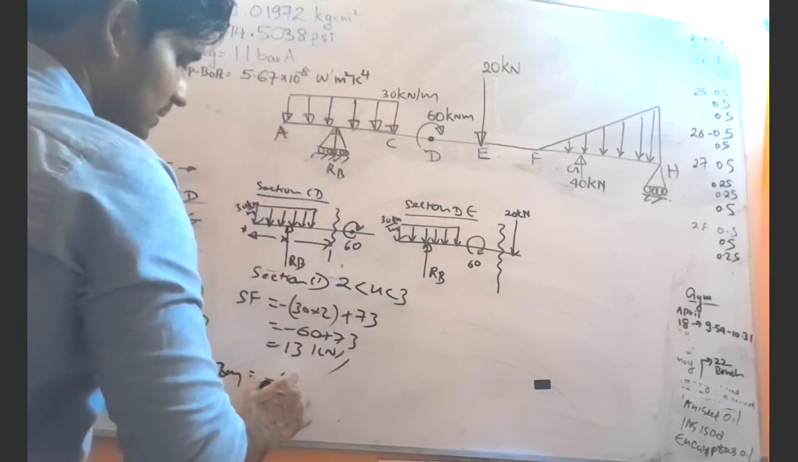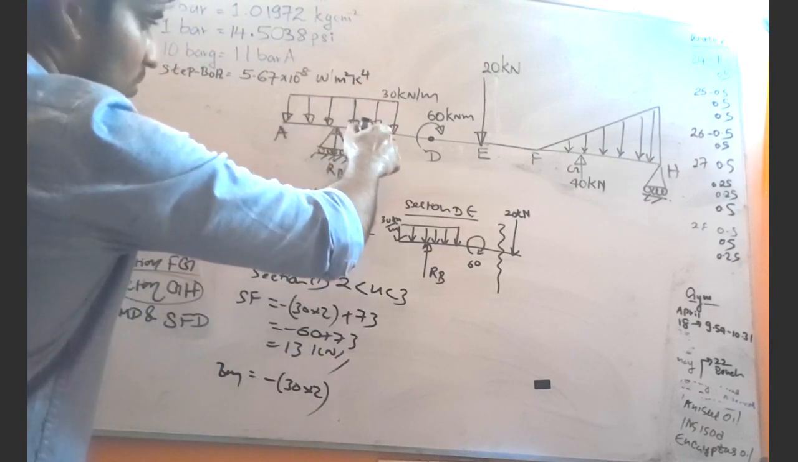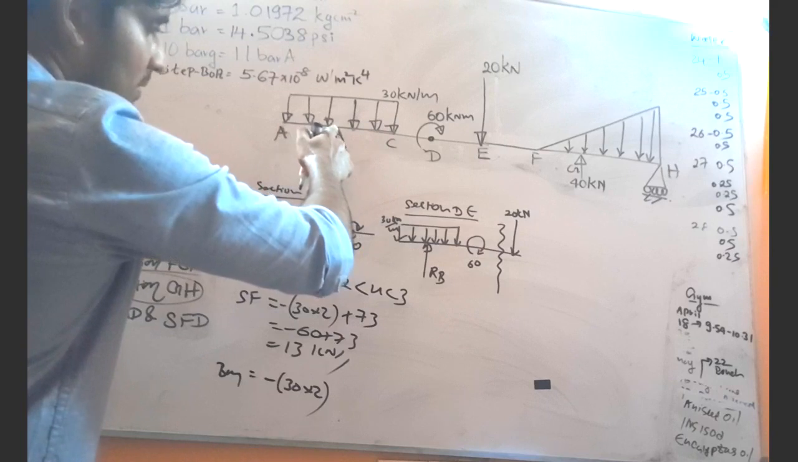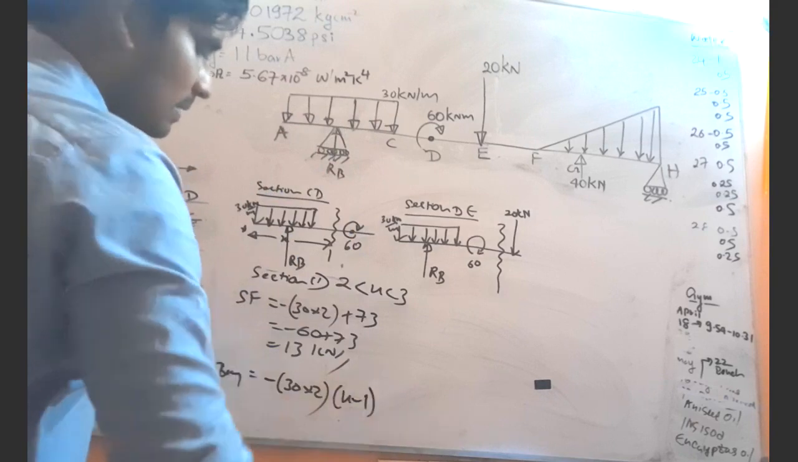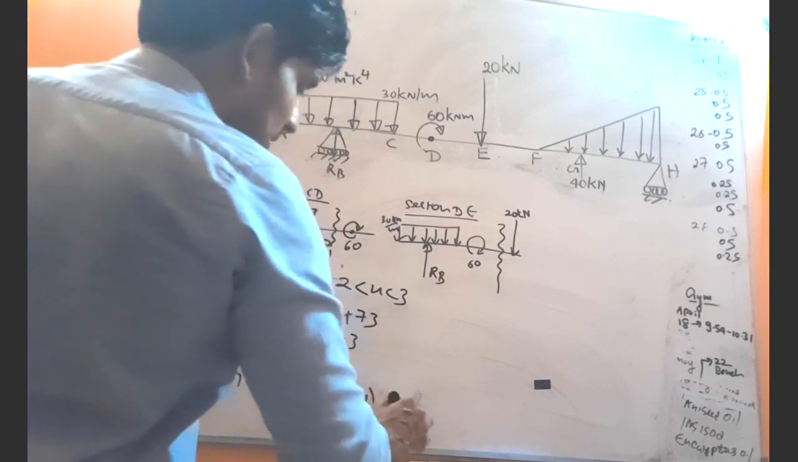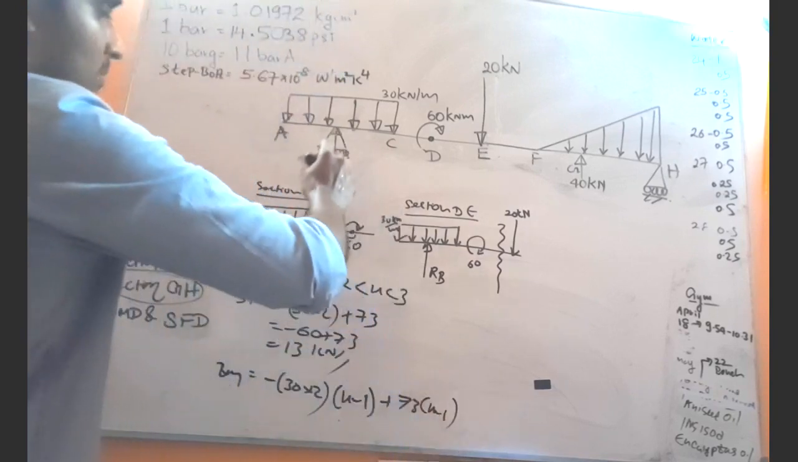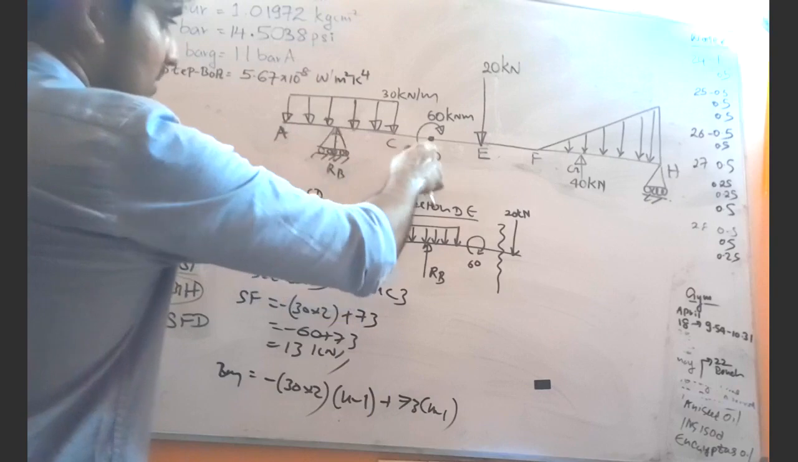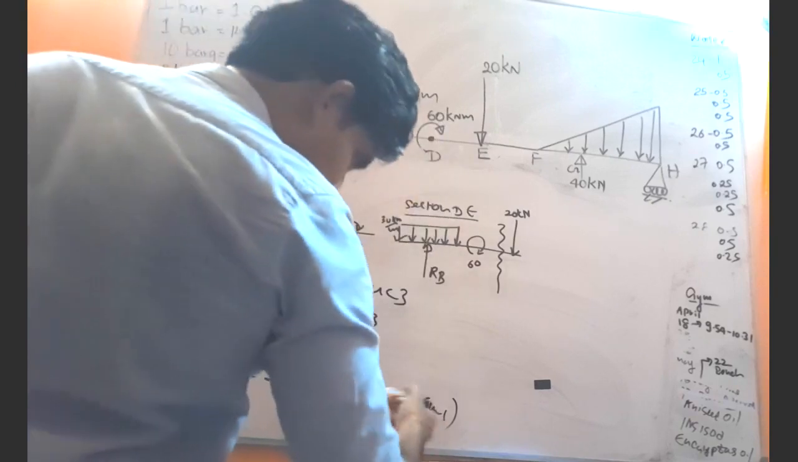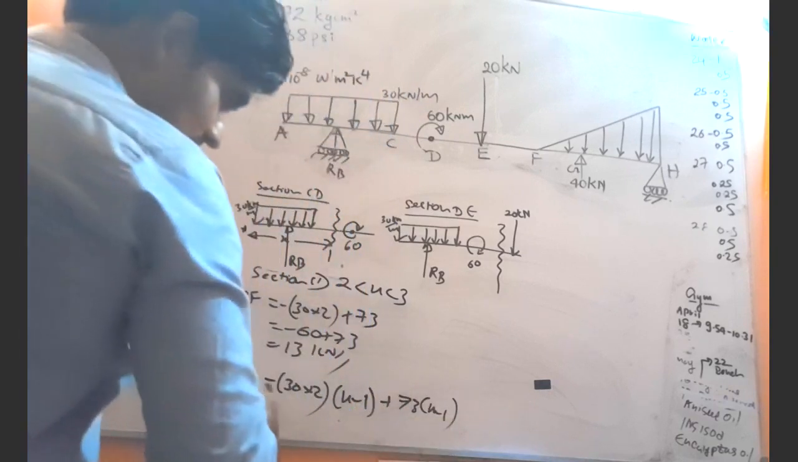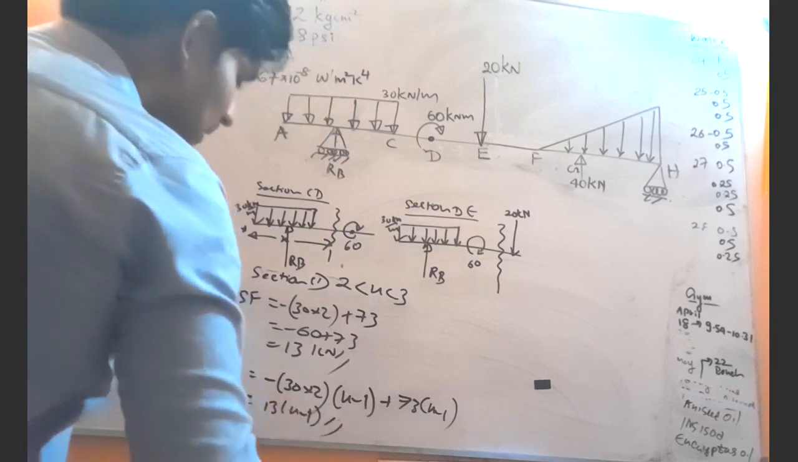So then let's write for the bending moment, equals minus 30 into 2. The center of gravity of the distributed load is 1 meter from here. Then the perpendicular distance will be x minus 1, right? And then positive reaction RB is 73 times x minus 1, because distance from here to here is x and here to here is 1, so x minus 1. So then 73 times x minus 1 minus 60 times x minus 1 means 13 times x minus 1, right?